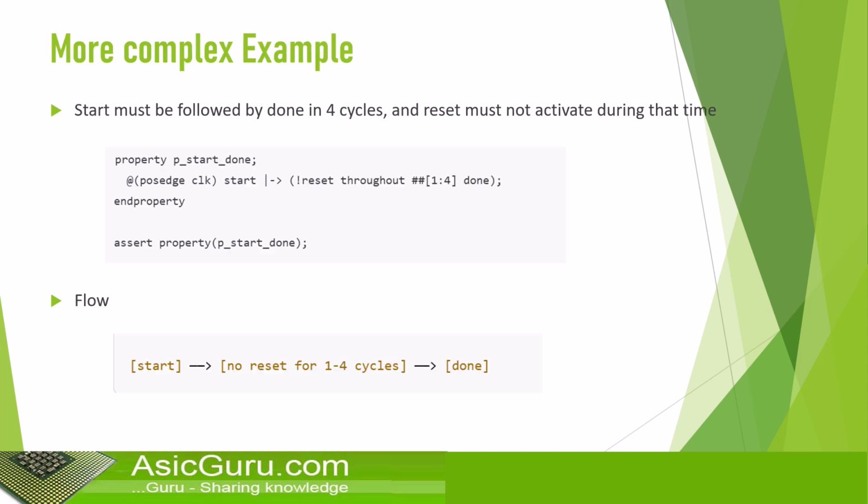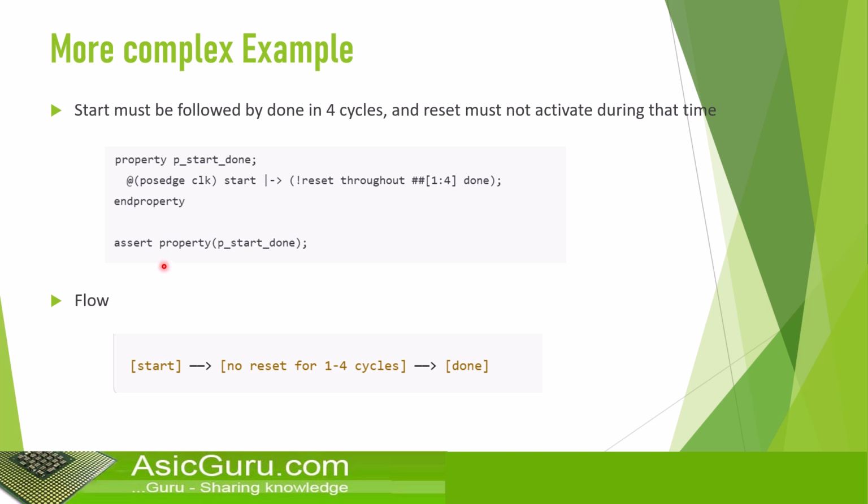So let's now explore a slightly more complex example. In this scenario, the start signal must be followed by done within 4 clock cycles, and during that time reset must not be activated. To add this check, we have defined a property named p_start_done. Inside this, we are defining that if start goes high, then reset should be low, and done should be high within 1 to 4 clock cycles.